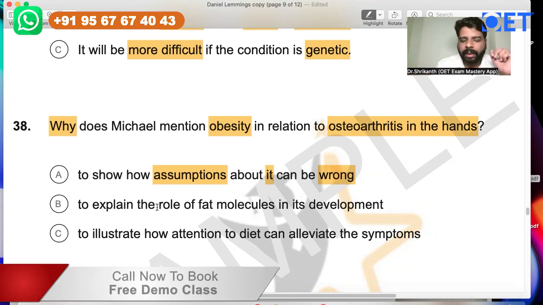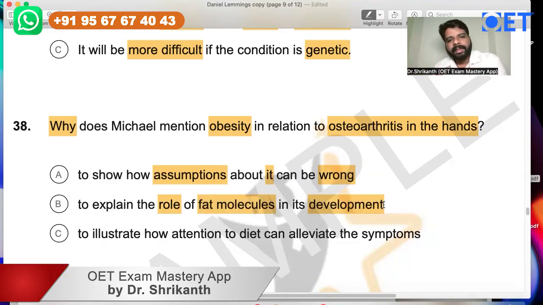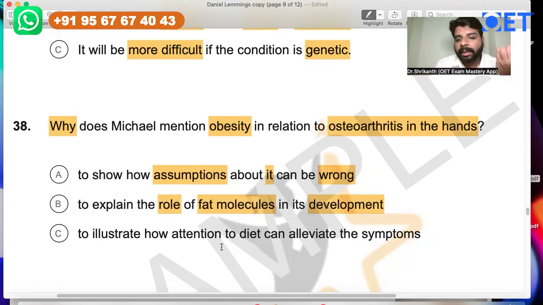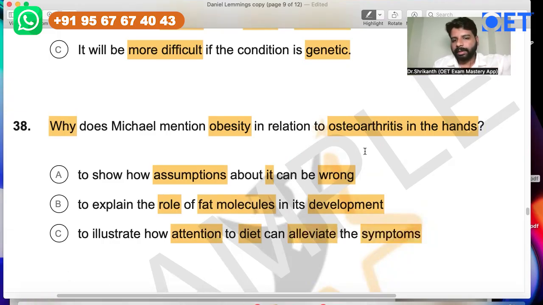Now, answer option B, to explain the role of fat molecules in the development. So now he is talking about the importance of fat molecules in the development of osteoarthritis. For that reason, he is talking about obesity. That is the reason; why means reason, purpose. Answer option C, to illustrate how attention to diet can alleviate these symptoms. So now he is telling how, if a person is giving close attention to their diet, it can alleviate the symptoms of osteoarthritis.